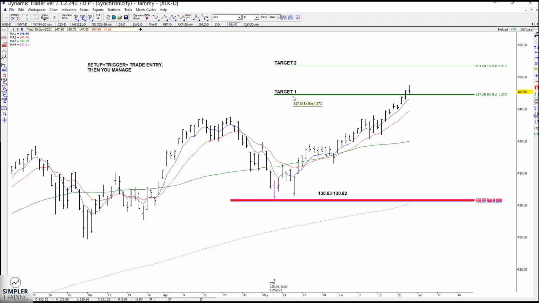We are now at target 1, so if I was in this trade, I would be trailing up my stops, because it is now starting to get extended. Because we know that many moves tend to terminate at extensions, and those extensions are green because that is where we want you to take your money. So setup plus trigger equals trade entry, and then you manage.